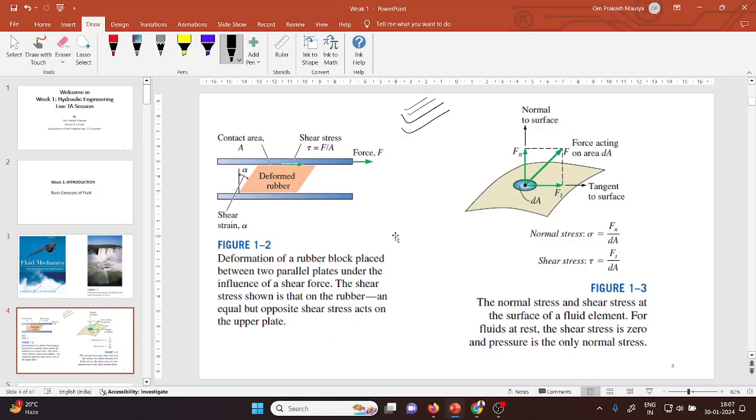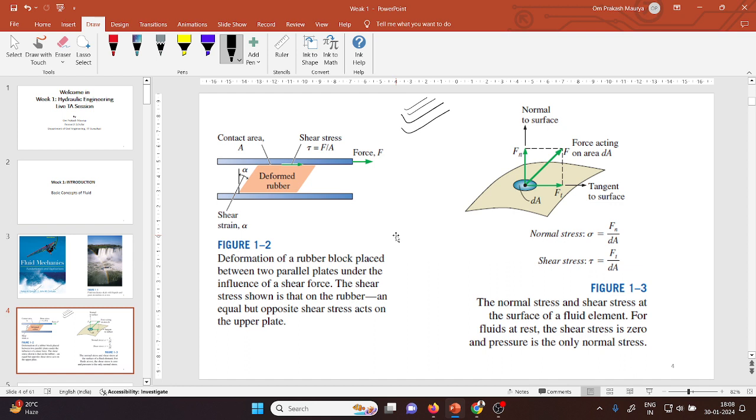So here in fluid mechanics, the shear force is very, very important compared to when you study solid mechanics. The normal force, the shear force and many types of force are important, but in fluid mechanics the shear force is comparatively very important. The other forces are also important, but shear force plays the important role in fluid mechanics.